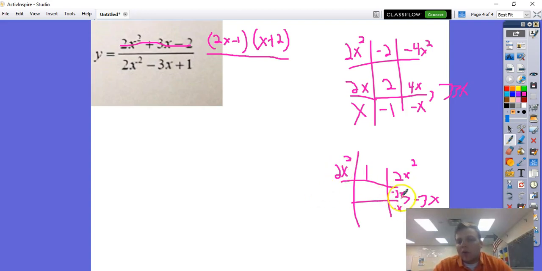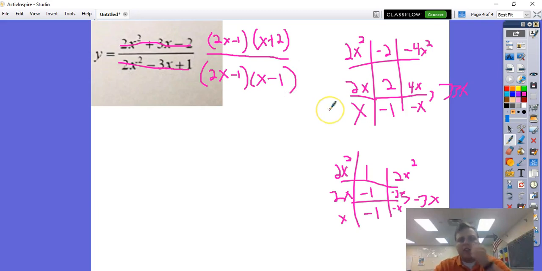2x squared and negative 2x, what do they have in common? 2x. 2x squared and negative x, what do they have in common? X. 2x times what is negative 2x? Negative 1. X times what is negative x? Negative 1. We go across. So this can be factored down to 2x minus 1 times x minus 1. Awesome.